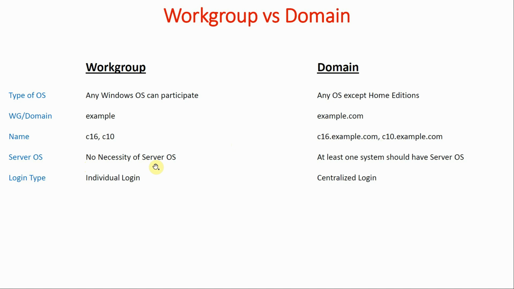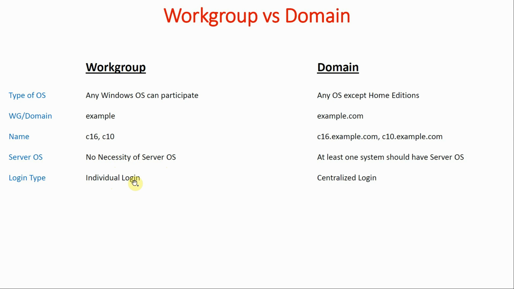And what about the necessity of any server? If you are doing workgroup networking, you can bring 2 Windows 10 systems into workgroup type of networking. But in the case of domain, at least one system should have a server operating system. That could be 2016, 2012, 2008, 2003 or 2000. But in the case of workgroup, there is no necessity of any server OS. If you are going to increase the size of workgroup networking to more than 10, then you need the server OS. Otherwise, up to 10 systems, no need for any server operating system.